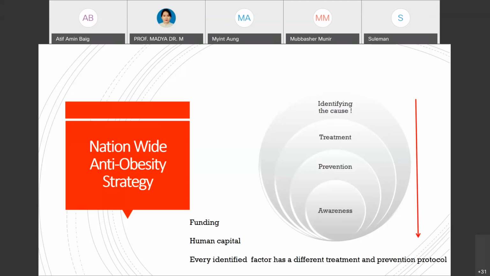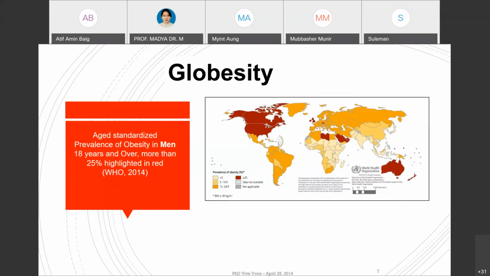We are looking into human capital and identifying the factors which have different treatment plans and prevention protocols. So this is our whole strategy, and yes, for sure, it can only be workable with a very good team. Well, this is when obesity became globalized. Now the term has been changed to globesity.